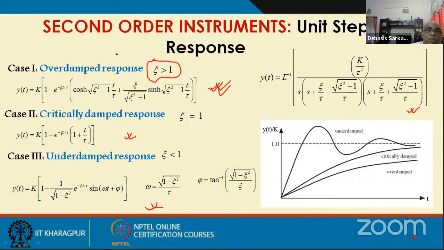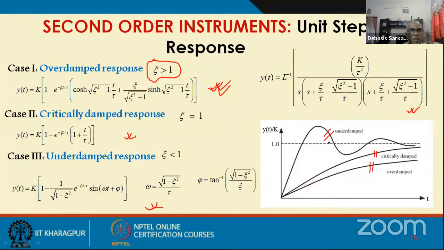will have this equation. When zeta is greater than 1, we call this overdamped response. So this is the example of overdamped response. When zeta equal to 1, we call it critically damped. And when zeta is less than 1, you have this oscillatory underdamped response. So many second order systems are characterized by such underdamped response.